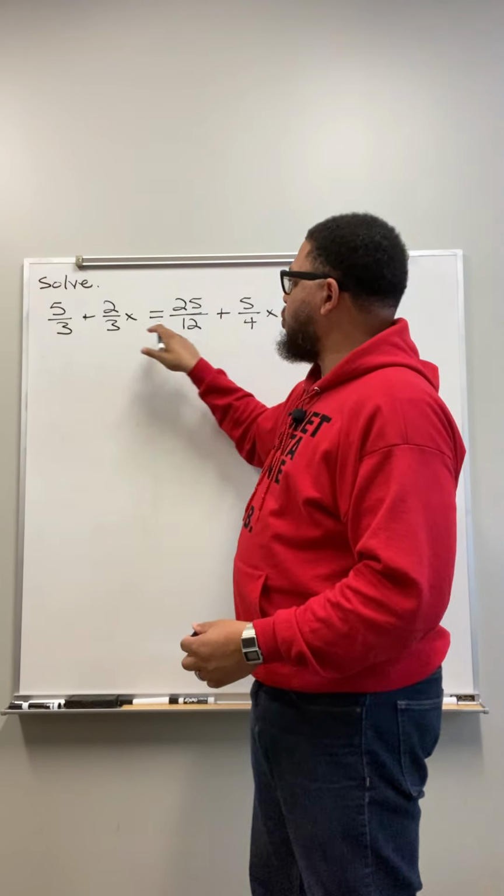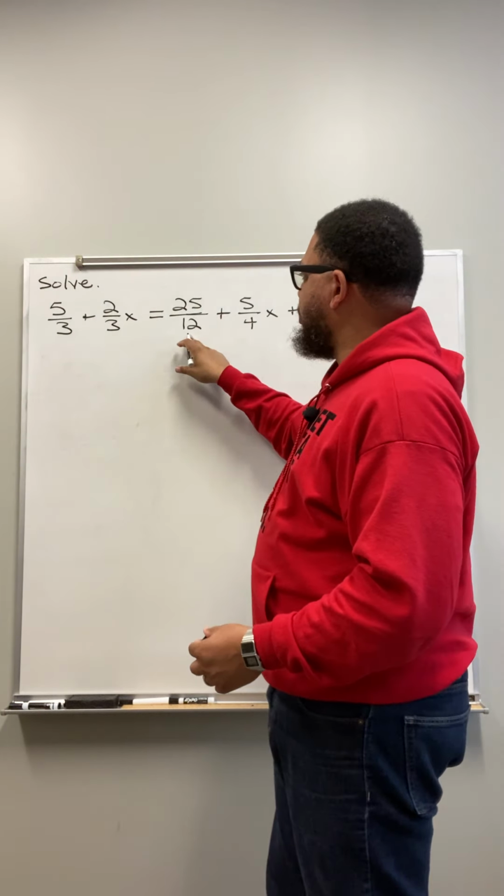Because 3 times 4 gives me 12. 3 times 4 again gives me 12. 12 times 1 gives me 12. 4 times 3 gives me 12. And 4 times 3 gives me 12. So 12 is the smallest number that all those denominators can divide into. So once I know that, I'm going to just write that on my paper somewhere. I'm going to write LCD is 12.